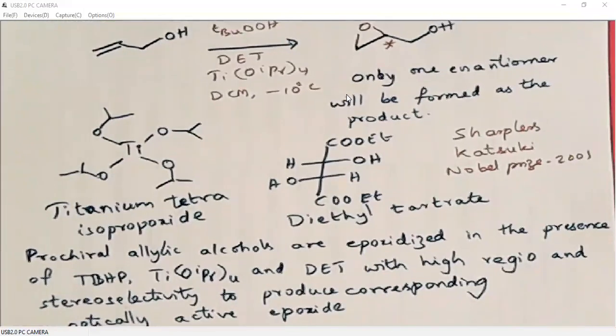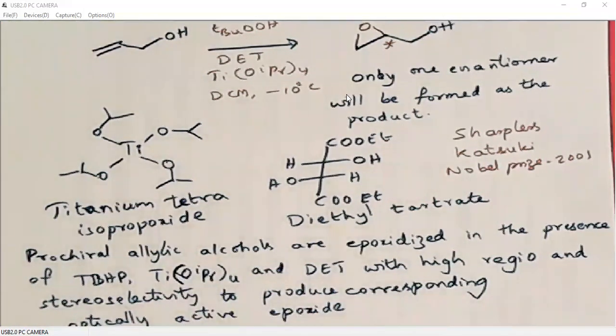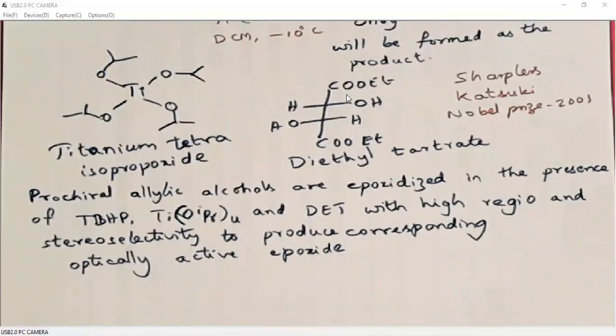Optically active epoxides. Prochiral alcohols are epoxidized in the presence of tertiary butyl hydroperoxide, titanium tetraisopropoxide, and DET with high regio and stereo selectivity to produce the corresponding optically active epoxide. I'll show how the chiral environment will be generated here.